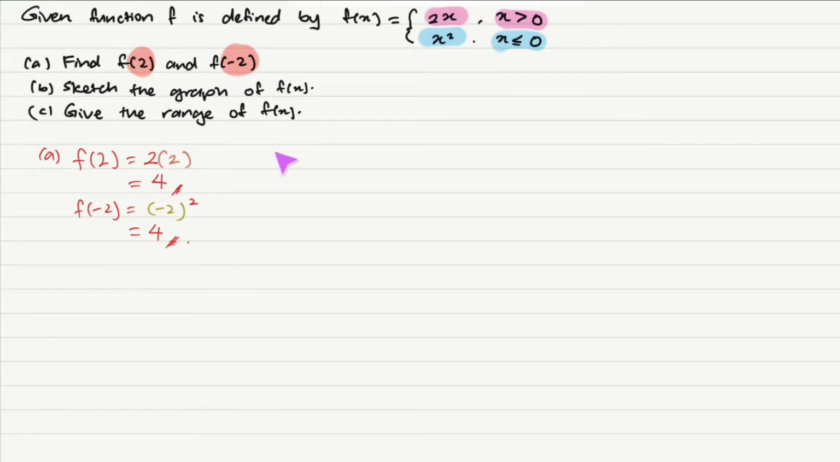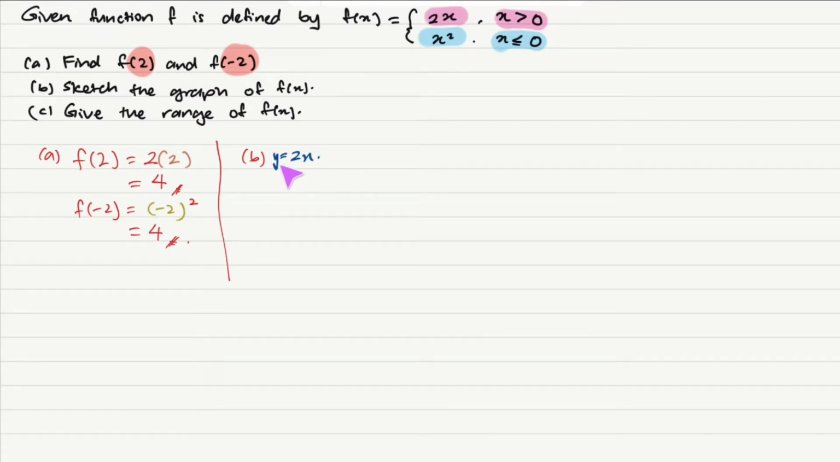The next question is sketching the graph of f(x). But now we have two types of functions. But don't worry, we just need to sketch. Okay, so let's take a look at this one by one. The first function is the function 2x. This is linear. Remember the steps to sketch a linear function. Let me label it as y.